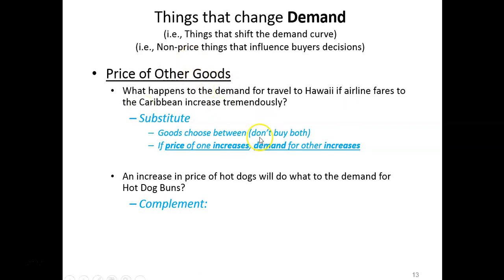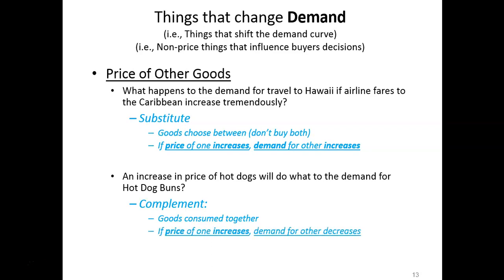So unlike substitutes, where you're buying one or the other, hot dogs and hot dog buns, or gas and automobiles, or printer ink and printers, those are complements. You buy them together. For complements, if the price of one of the two goods you buy together increases, the demand for the other one likely decreases. Okay.